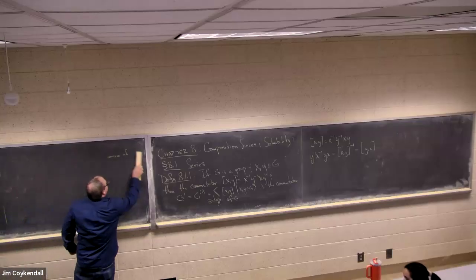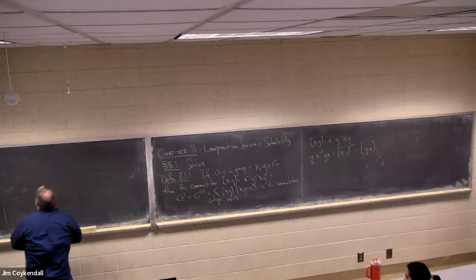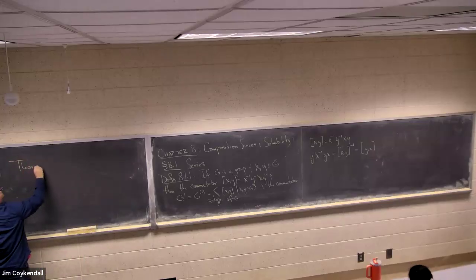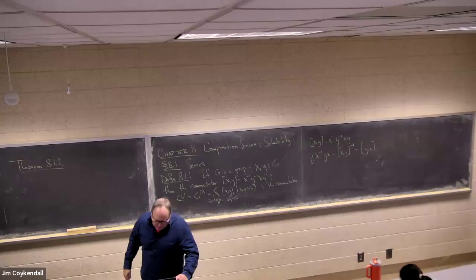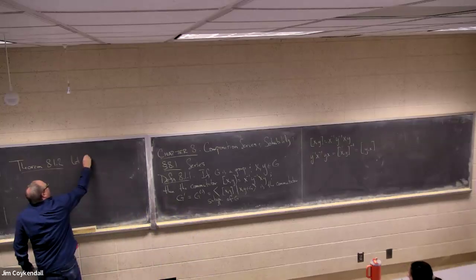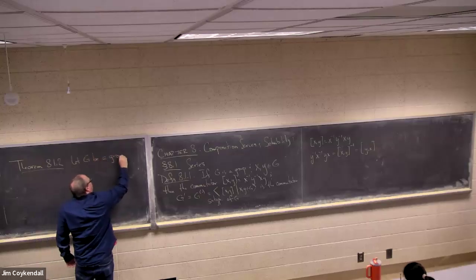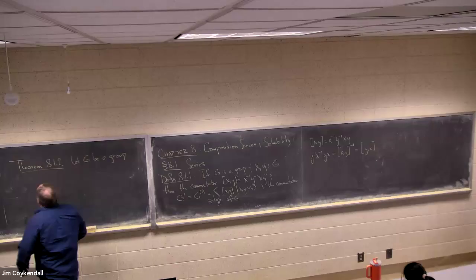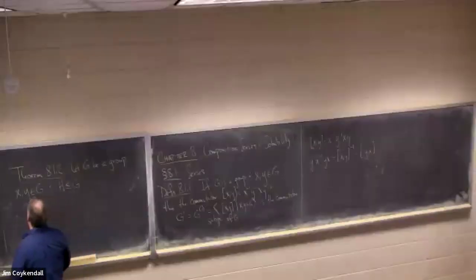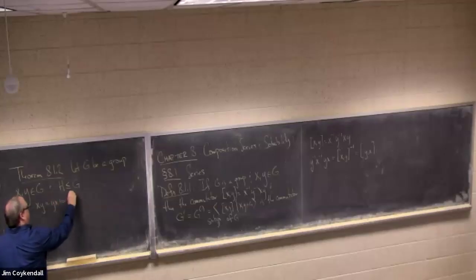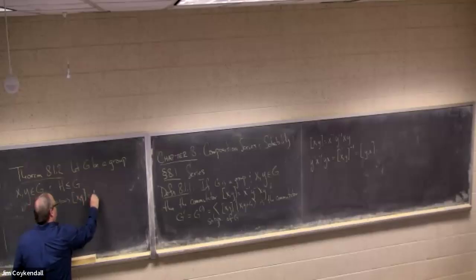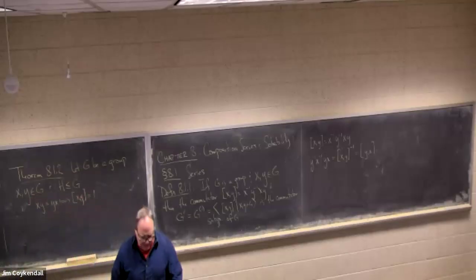And in fact, let me write this down. Proposition one: let G be a group, x, y elements of G, and H a subgroup of G. You've actually seen some of this in homework. One: two elements commute if and only if their commutator is one.